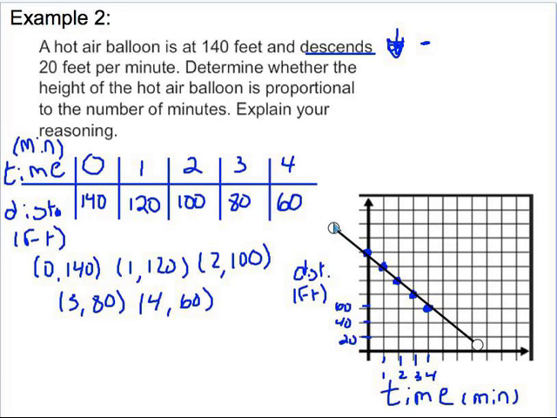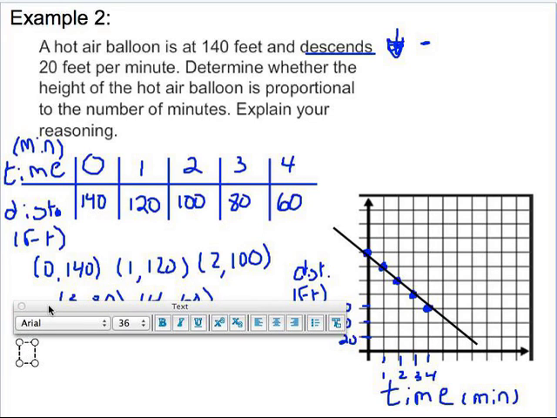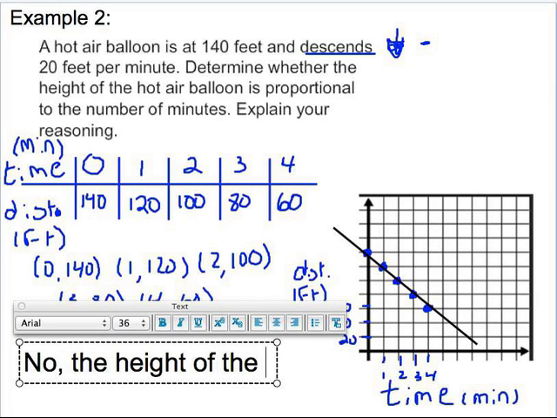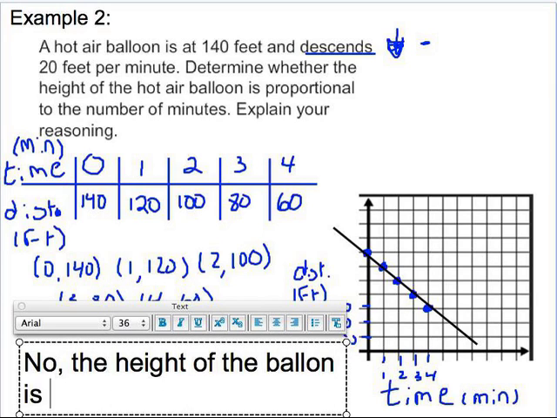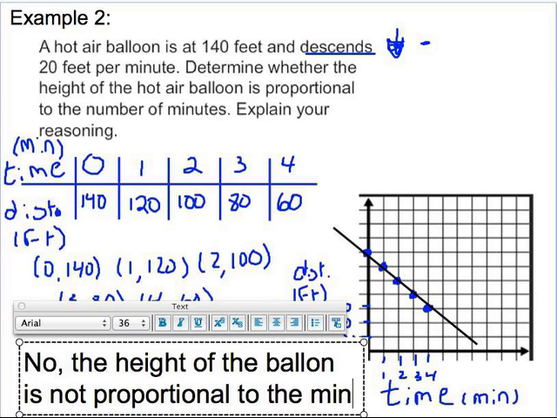There we go. Alright, so I have my line, and now I need to determine if this is proportional or not. Well, one of the stipulations is met, and that is that my line is straight. However, since it does not go through the origin, I will say that this is not a proportional relationship. So no, the height of the balloon is not proportional to the minutes.